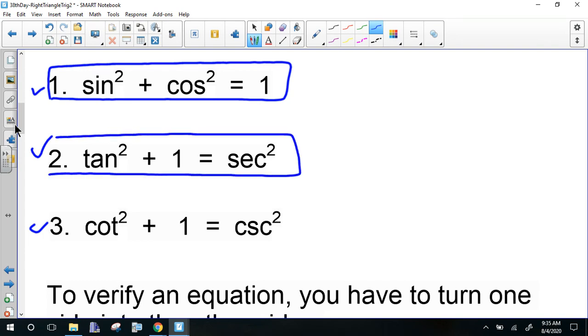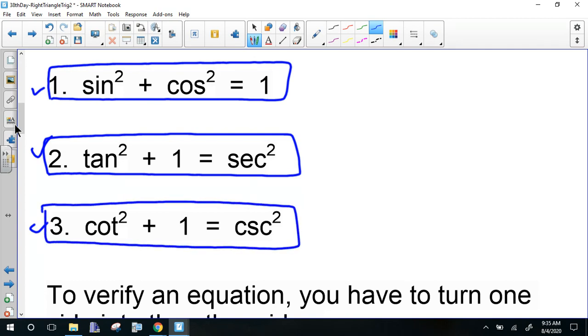The next two, not so much used, but are very helpful. Tangent squared plus 1 equals secant squared. And the third one, cotangent squared plus 1 equals cosecant squared. So my advice to you is to write all these identities down on some note cards or a sheet and memorize them.